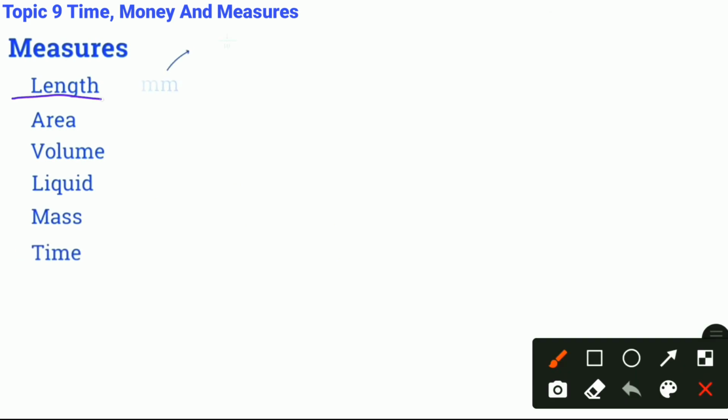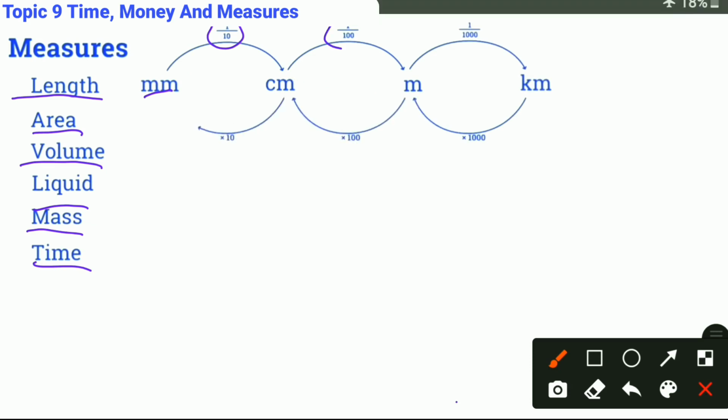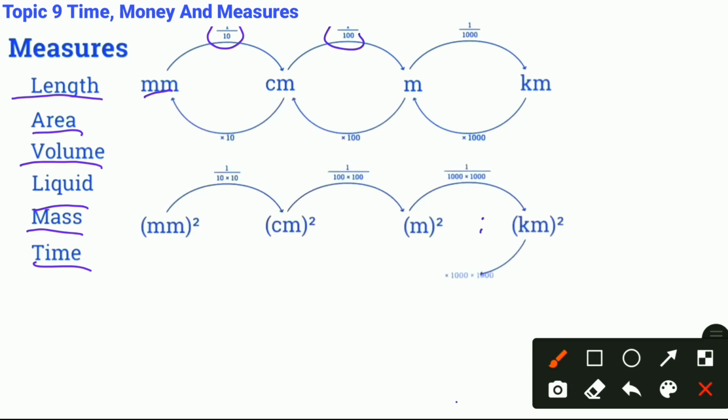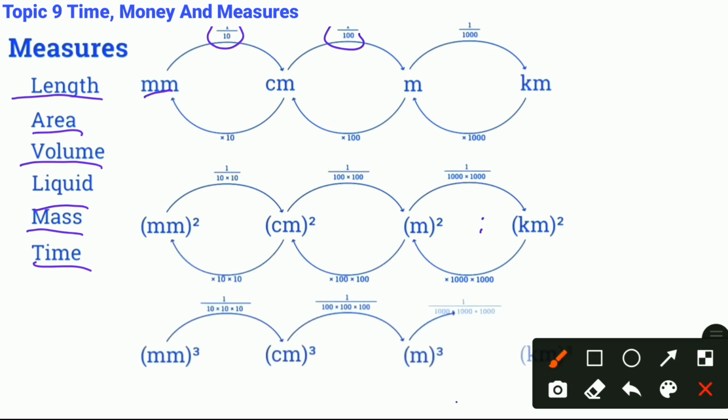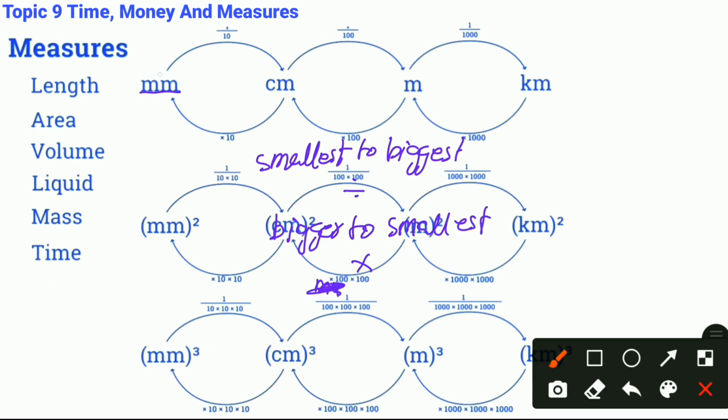Measures: length, area, volume, liquid, mass, time. Starting with length, millimeter to centimeter, we're going to divide by 10, centimeter to meter, 1 upon 100. Going from smallest to biggest, we do division, but going from bigger to smaller, we do multiplication. Millimeter is smaller than centimeter, centimeter is smaller than meter, meter is smaller than kilometer. So if millimeter wants to go to centimeter, it's divided by 10. Centimeter to meter is 1 upon 100. Meter to kilometer is 1 upon 1000.